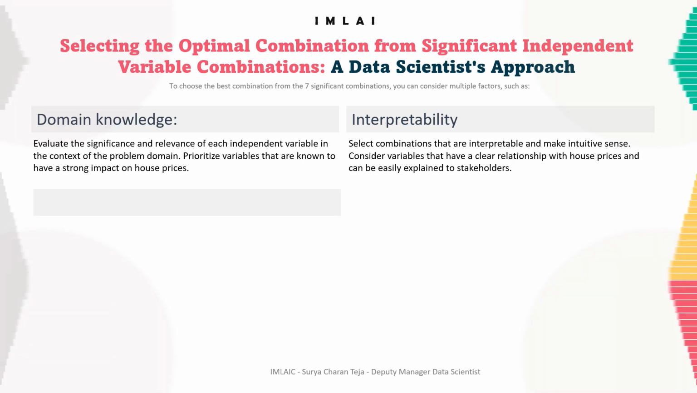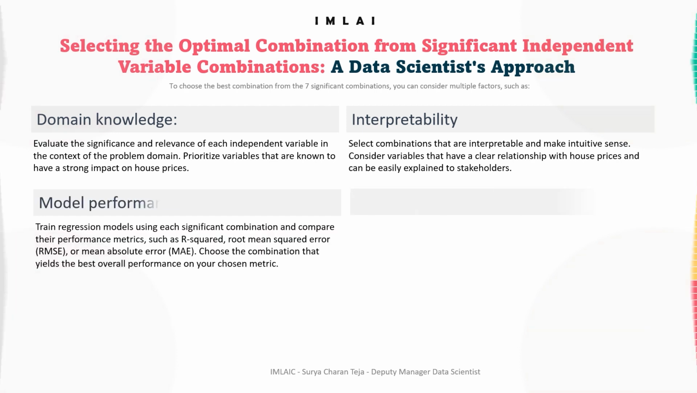Interpretability, you have to make sure of interpretability. Select combinations that are interpretable, very important, and make intuitive sense. It's not just for you, even your stakeholder who doesn't have knowledge of AI should be able to make intuitive sense out of it. So consider variables that have a clear relationship with house prices and can be easily explained to stakeholders. Next, model performance.